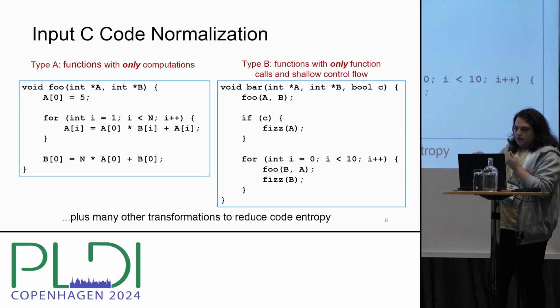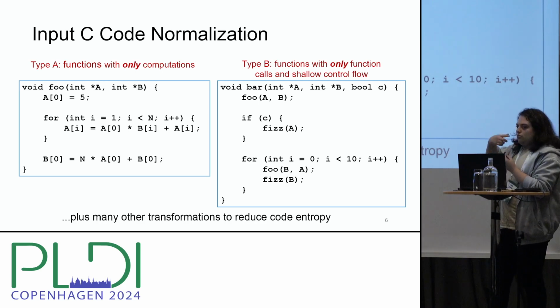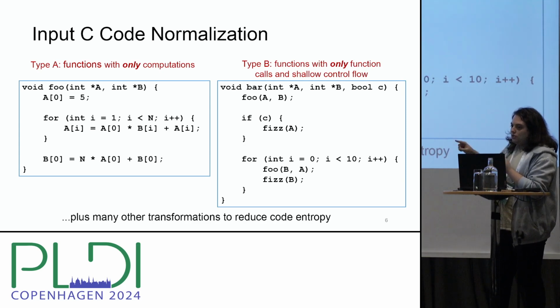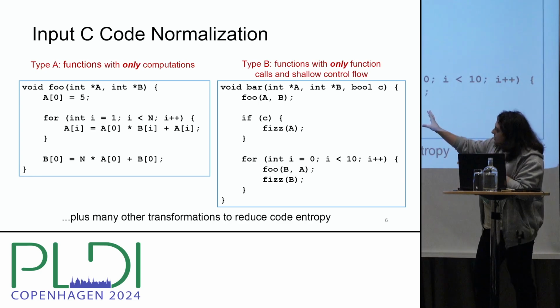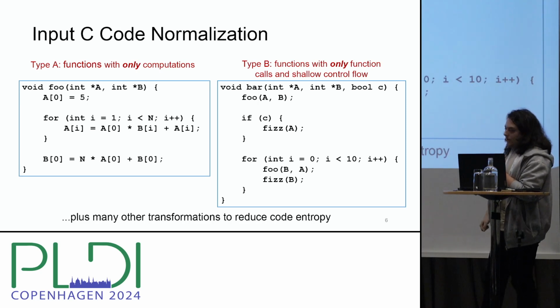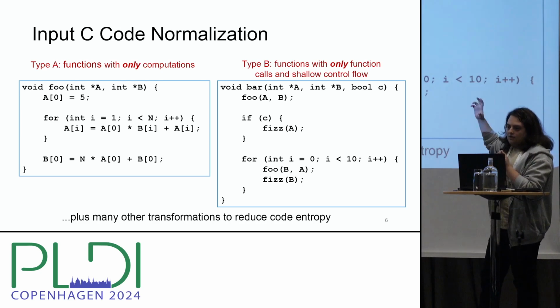So we take input C code, which can be written in any style with many different kinds of syntactic features, and we will, through source-to-source code transformations, reduce it down into this format. So our code only has functions, and every function is one of two types. The first type are functions that only have pure computations. No side effects, no calls to other functions, no funny business with global variables, or anything like that. And the other type are functions that only call other functions.